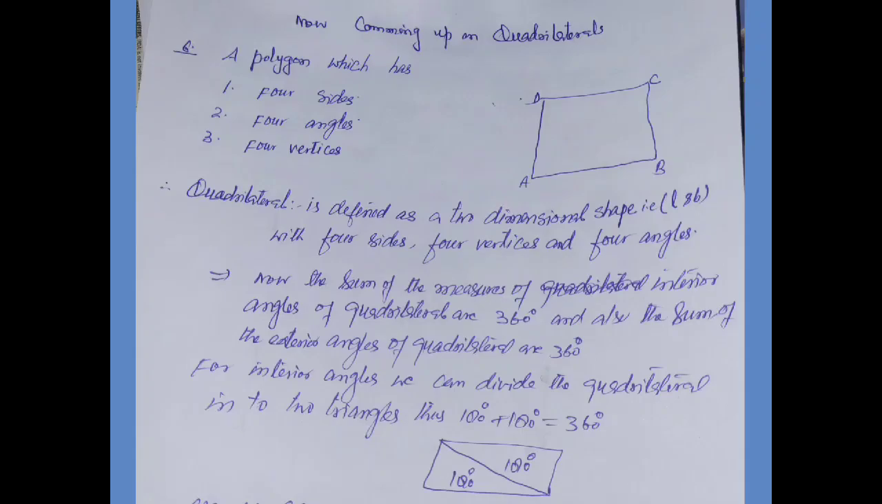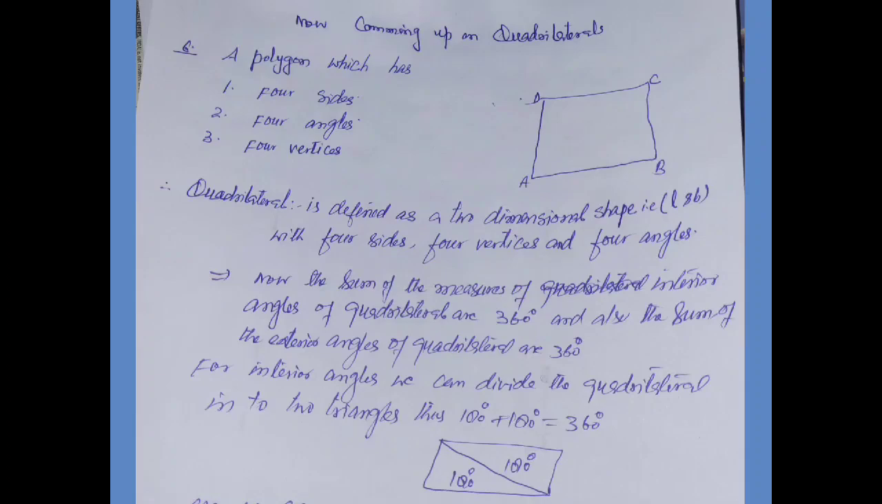We have two types of figures in mathematics, that's two-dimensional and three-dimensional. The two-dimensional shapes are the plane shapes, which are on the plane surface, that is length and breadth, and three-dimensional are those figures which have length, breadth, and height. So we are here talking about only the two-dimensional shapes. So a quadrilateral is defined as a two-dimensional shape with four sides, four vertices, and four angles.